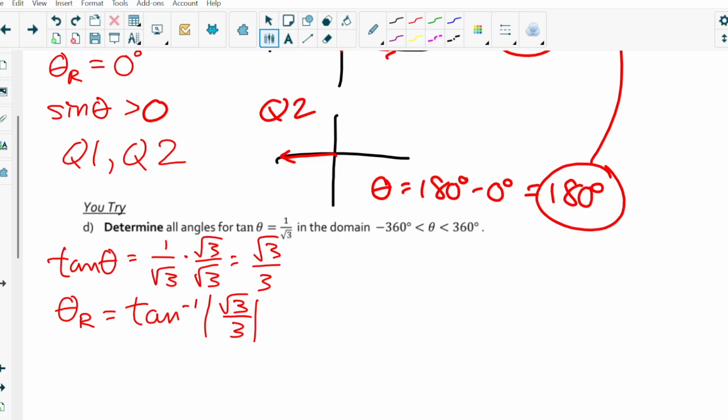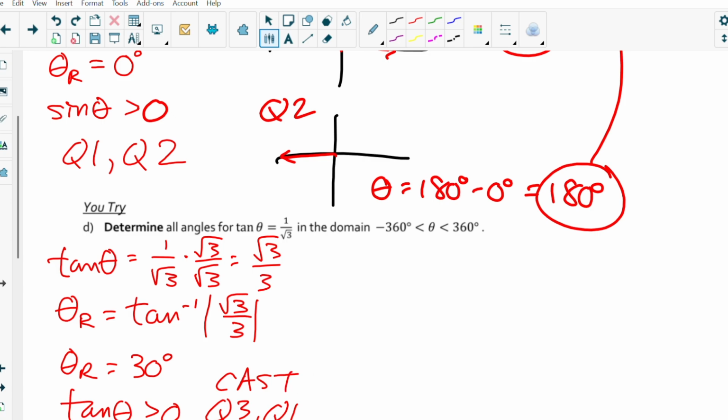Okay, that one you should be able to do in your head, not using a calculator. So we should get, in degrees, a reference angle of 30 degrees. Tangent of theta is greater than 0. That's either quadrant 3 or quadrant 1. CAST rule. Okay, remember C-A-S-T. Okay, so quadrant 1, theta r is 30 degrees.